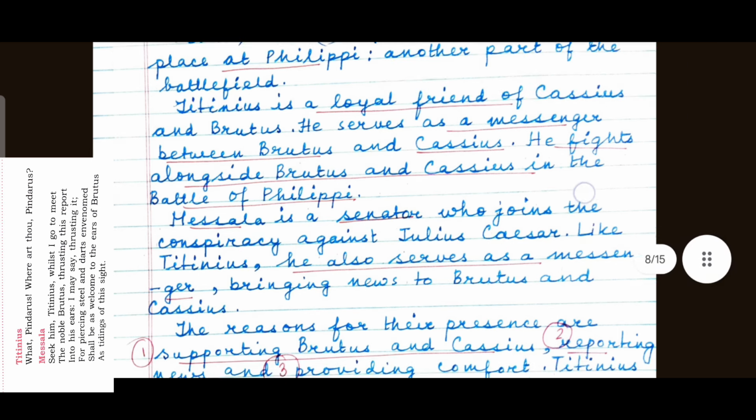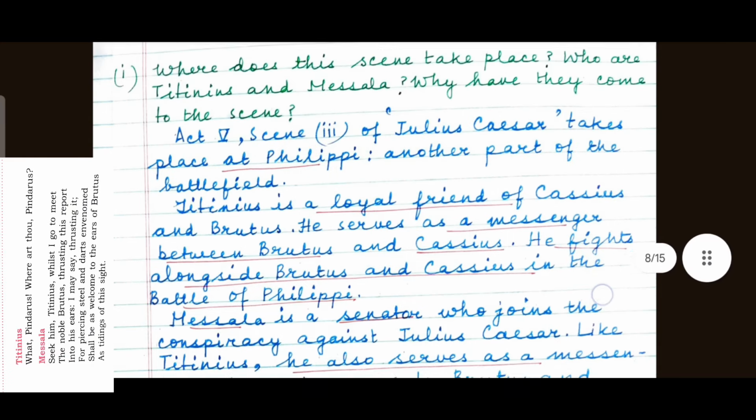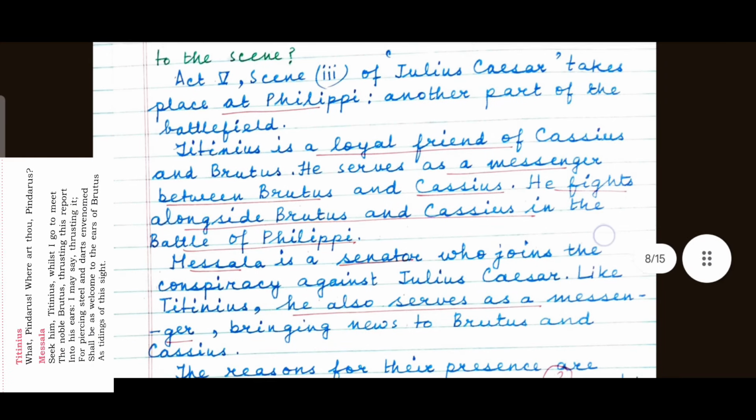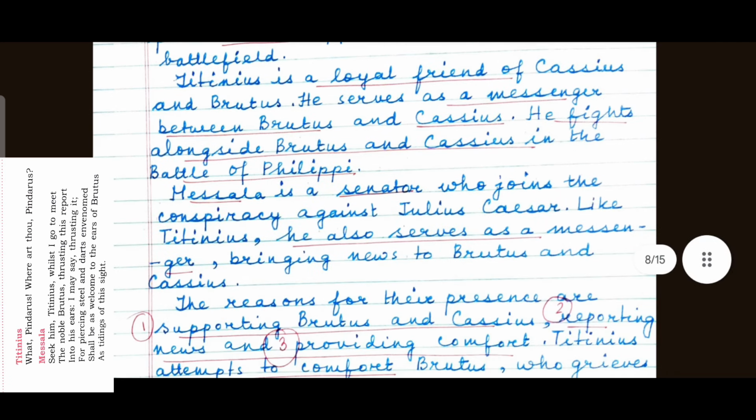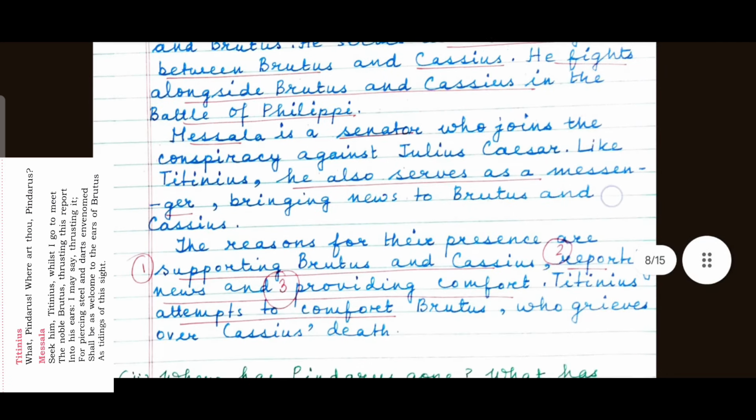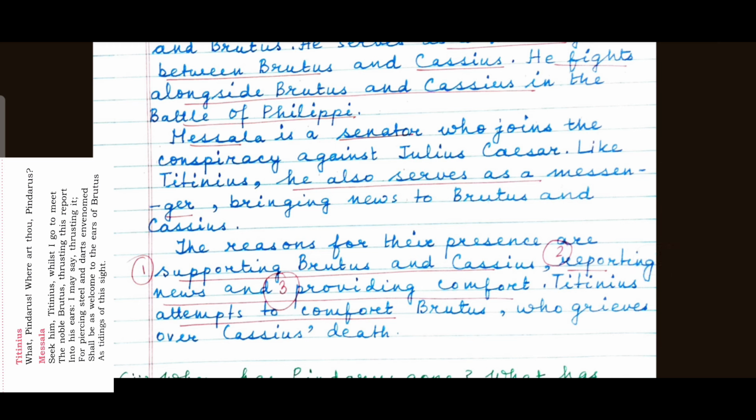Next, the reasons. Why have they come to the scene? So these are the questions. Why have they come to the scene? The reasons for their presence are: number 1, supporting Brutus and Cassius; number 2, reporting news; and number 3, providing comfort. Titinius attempts to comfort Brutus, who grieves over Cassius's death.